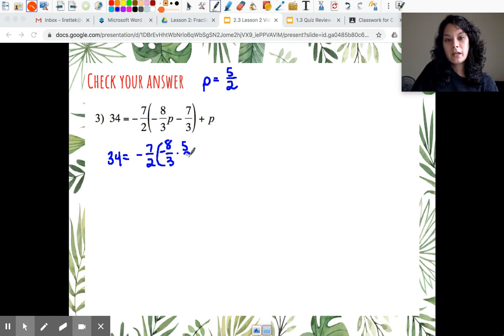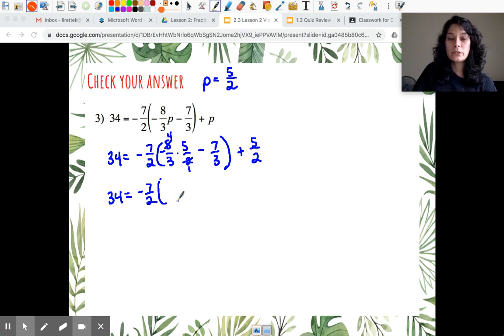Times 5 halves. Whoops. Minus 7/3, close parentheses, plus 5 halves. I'm going to multiply first. I can cross reduce the 2 and the 8. The 2 turns into a 1 and the 8 turns into a 4. So this is going to give me negative 20 over 3 minus 7/3, close parentheses, plus 5 halves.